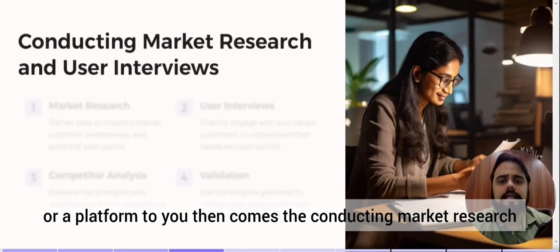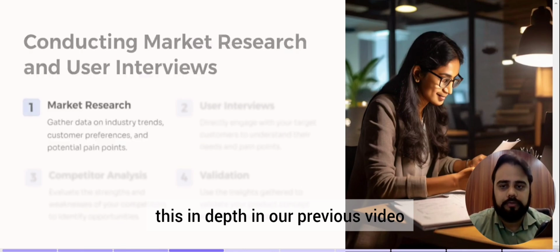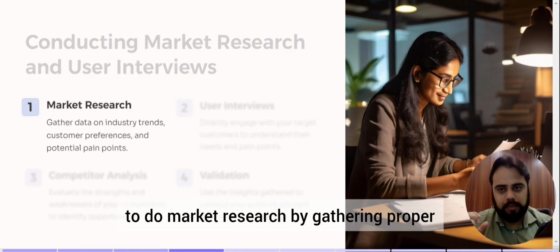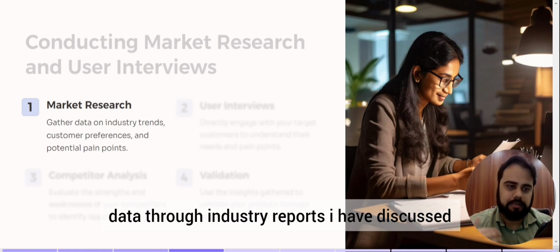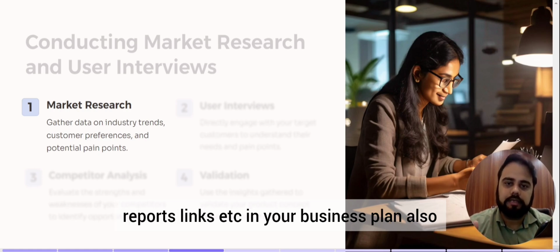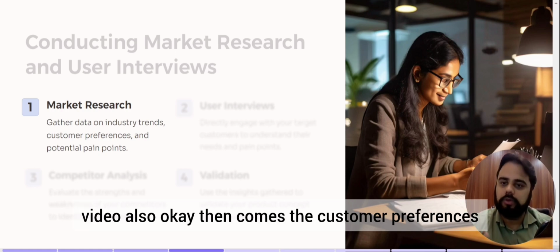Then comes conducting market research and user interviews. Again, we have discussed this in depth in our previous video, but I am just reiterating it. You have to do market research by gathering proper data through industry reports. I have discussed earlier that you have to put all these research reports, links, etc. in your business plan also. You will see this maybe in the upcoming video also.